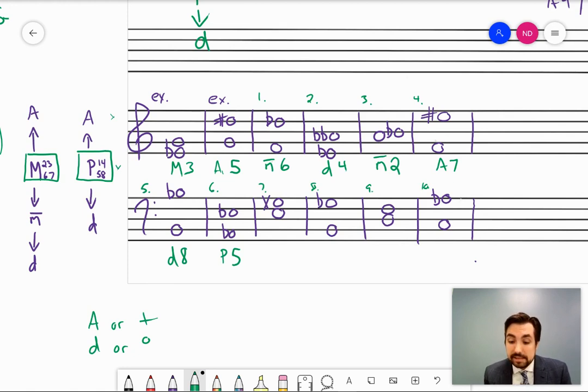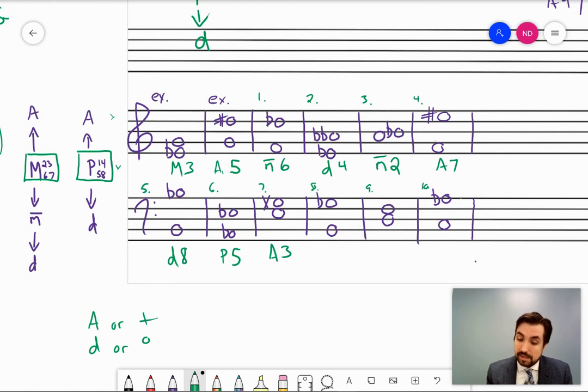Number 7, E to G double sharp. Well, E to G, notice how they're spaced there? That means it's going to be a third. G sharp's not a member of E. Or G double sharp isn't, but G sharp is. So the major would have been G sharp. I have G double sharp, which means the major was raised by a half step, so it's augmented third.